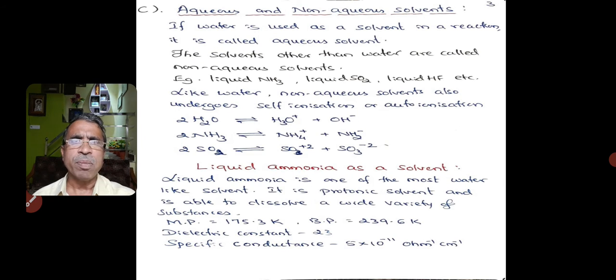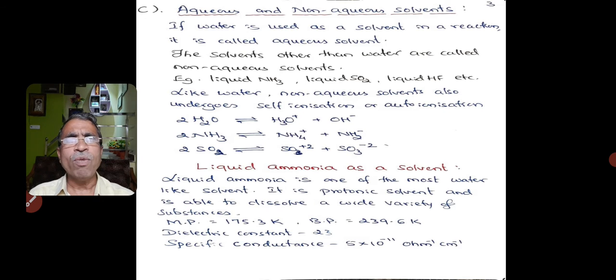Coming to the third type, that is aqueous and non-aqueous solvents. If water is used as a solvent in a reaction, it is called an aqueous solvent. The solvents other than water are called non-aqueous solvents. Examples: liquid ammonia, liquid sulfur dioxide, liquid hydrofluoric acid, etc. Like water, non-aqueous solvents also undergo self-ionization or autoionization.